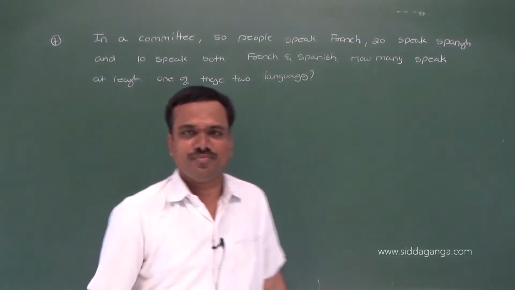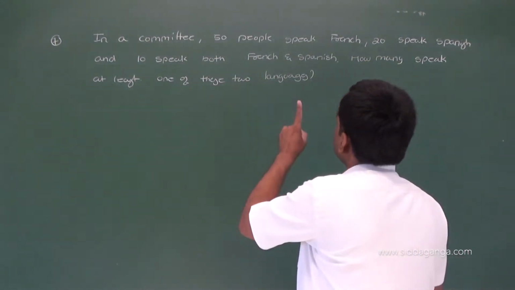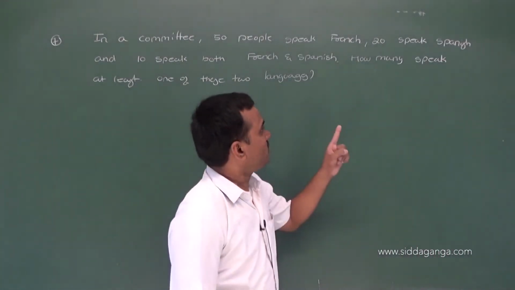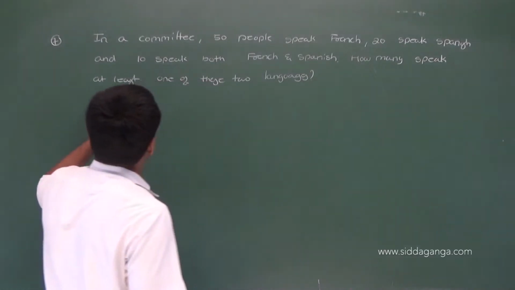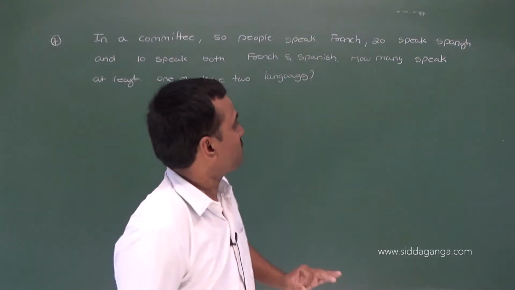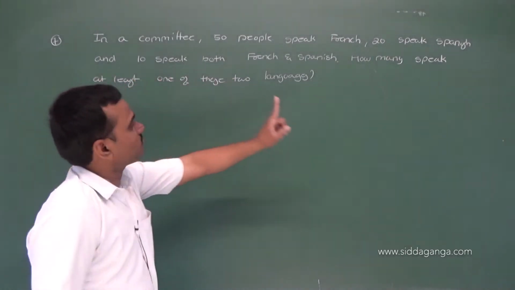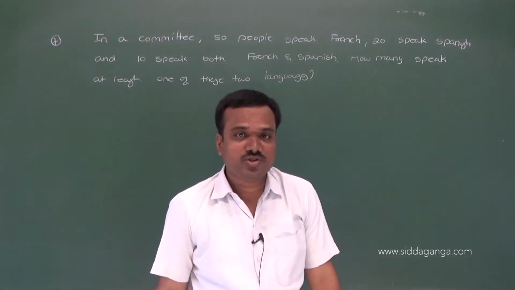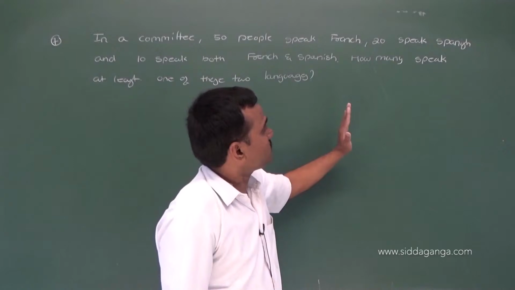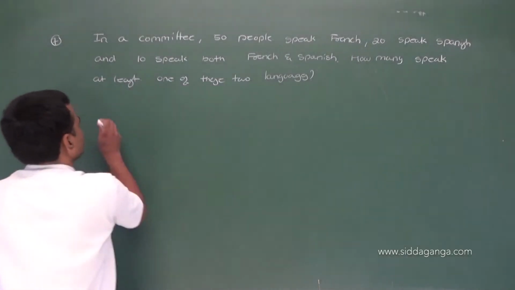See the problem? It is also a very important problem. In a committee, 50 people speak French, 20 speak Spanish, 10 speak both French and Spanish. How many people speak at least one of these two languages? At least one of these two languages means we have to find n of French union Spanish. Okay, so solution.